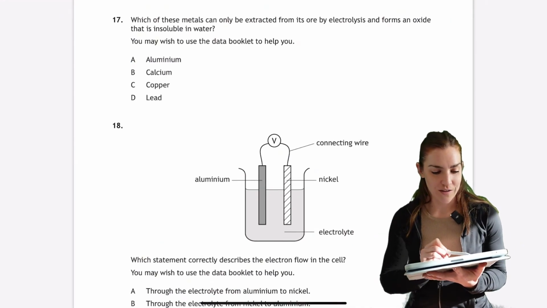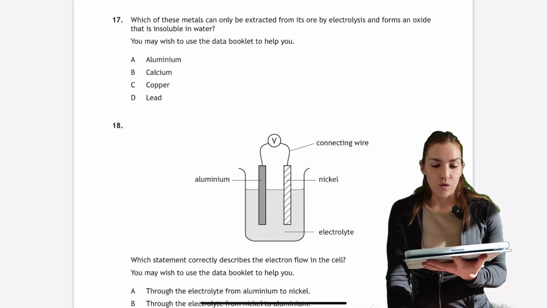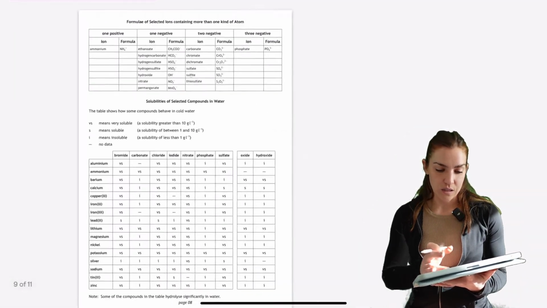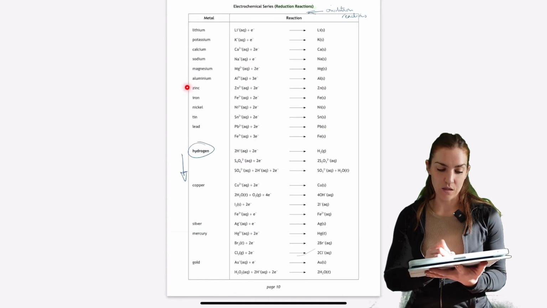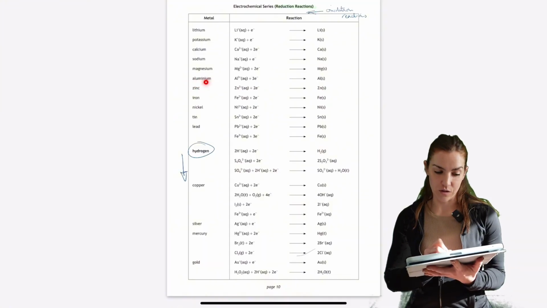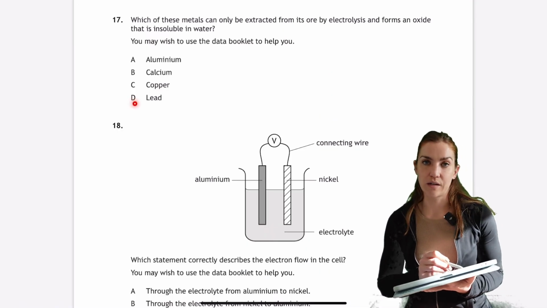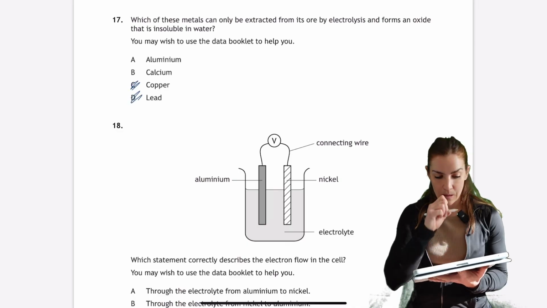So question 17, which of these metals can only be extracted from its ore by electrolysis and forms an oxide that's insoluble in water? So the extraction methods, we can use the electrochemical series to help us. So anything that's above zinc needs to be extracted by electrolysis. So we've got from aluminium up to magnesium, all the way up to lithium. So copper and lead, they're extracted by heating with carbon, so it's not going to be one of them.